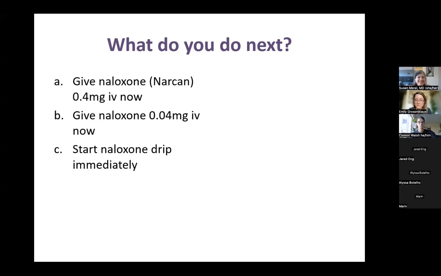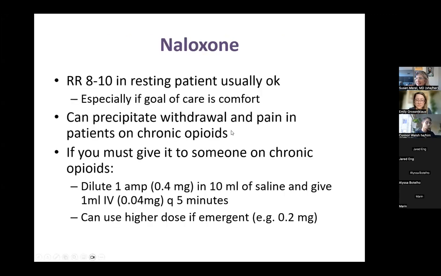Okay, yeah, this is a tricky question. And the majority of you did pick the smaller dose, but just by a little bit. So the correct answer is the 0.04. And the stat nurses generally would know this and would help you out. The amp of naloxone, 0.4 milligrams, should be diluted in 10 mLs of saline and given 0.04 every 5 minutes.